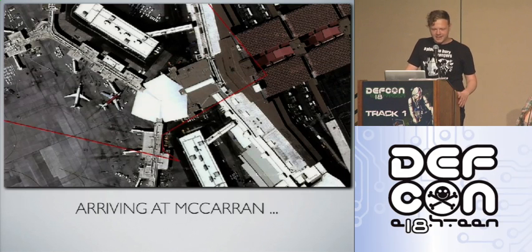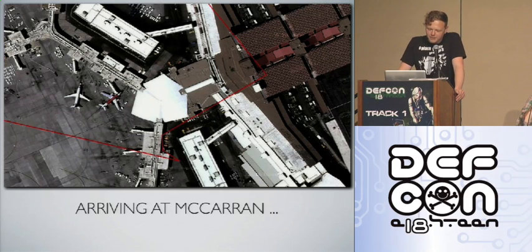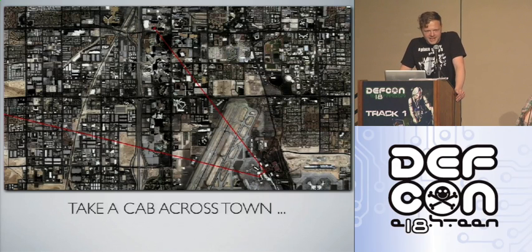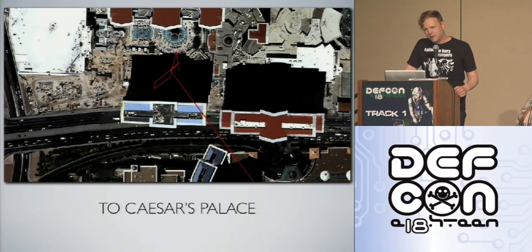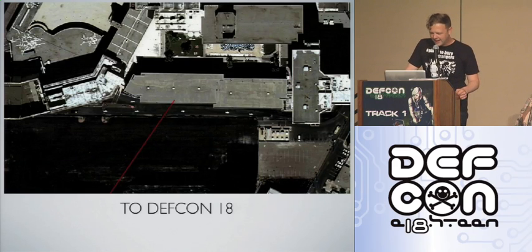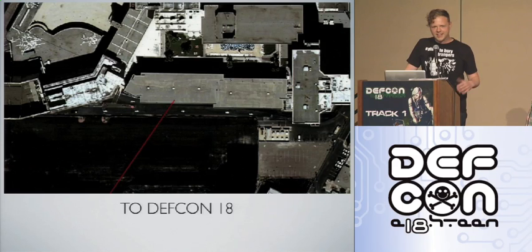arriving at McCarran, and you can see us touching base here in the terminal, going out to pick up some bags, taking a cab across town to Caesar's Palace, where we checked in at the front desk, went up to our room, dropped our stuff off, went over to speakers registration for Black Hat, went back down to our room to work on slides until 4 o'clock in the morning, until we left a few days later and took another cab across town to the Riviera to check in for DEFCON 18.